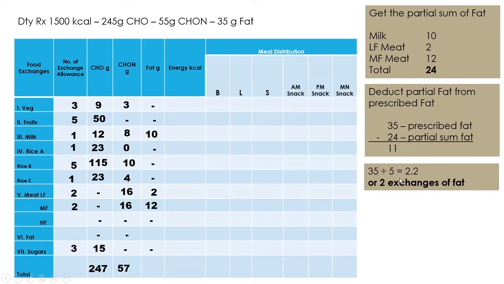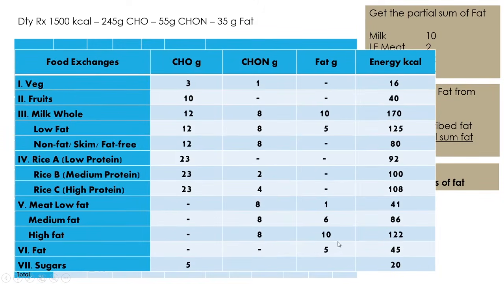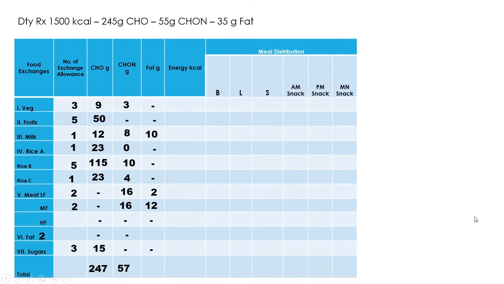35 divided by 5 equals 2.2 exchanges of fat. And where did we get 5 again? So we got 5 from this table. So every exchange of fat is equivalent to 5 grams. Okay, we will just add 2 exchanges and then multiply 2 by 5, that is now 10. So get the total, so 34. And then we did not reach the diet prescription, but again plus or minus 5 grams.